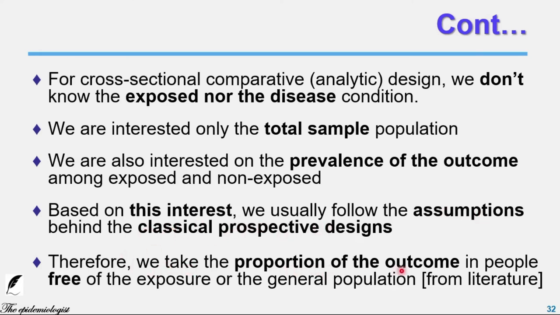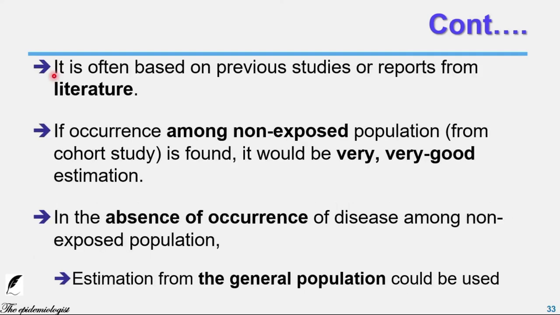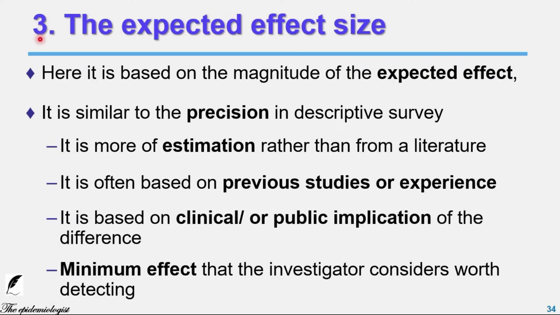Therefore, we take the proportion of the outcome in people free of the exposure, or in the general population, from literature. It is often based on previous studies or reports from literature. If the occurrence among the non-exposed population from a cohort study is found, it would be a very good estimation. In the absence of the occurrence of disease among the non-exposed population, estimation from the general population could be used.